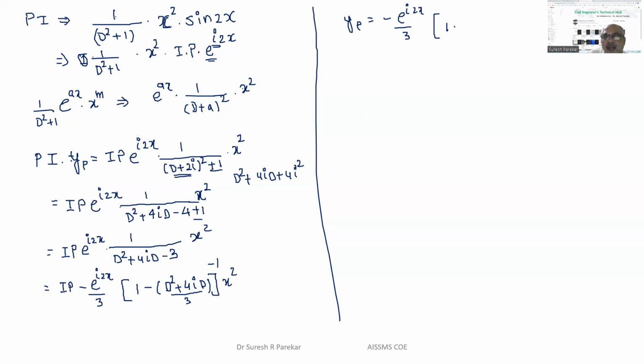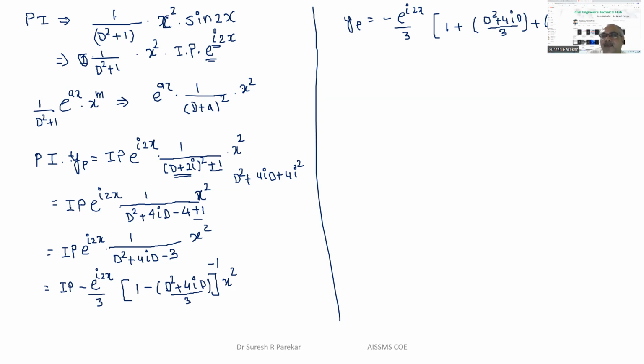Then we have all terms plus, plus we have D square plus 4iD upon 3, plus D square plus 4iD upon 3 whole square. This is more than sufficient because we have the term as x square only.